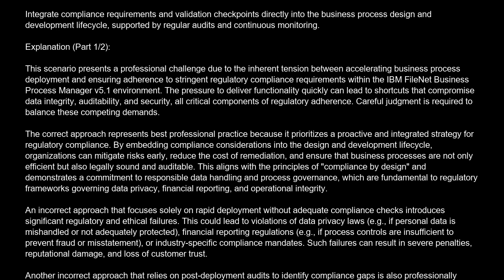An incorrect approach that focuses solely on rapid deployment without adequate compliance checks introduces significant regulatory and ethical failures. This could lead to violations of data privacy laws, e.g., if personal data is mishandled or not adequately protected, financial reporting regulations, e.g., if process controls are insufficient to prevent fraud or misstatement, or industry-specific compliance mandates. Such failures can result in severe penalties, reputational damage, and loss of customer trust.